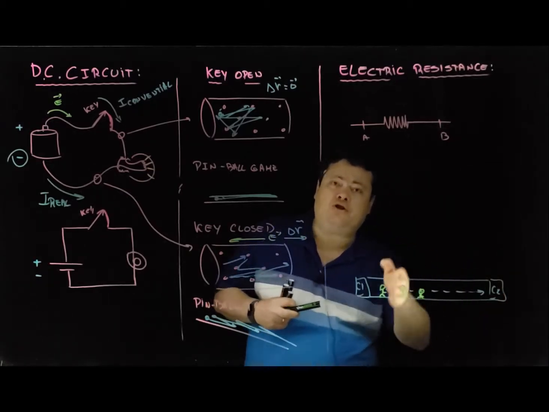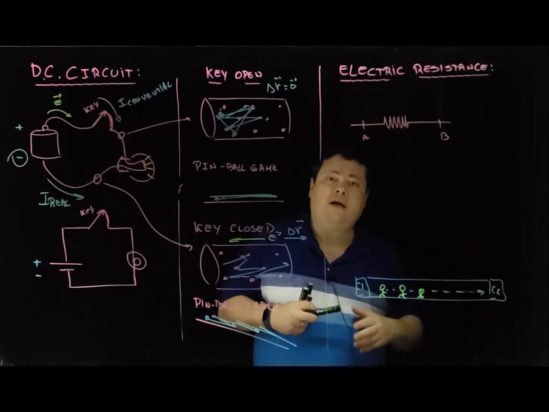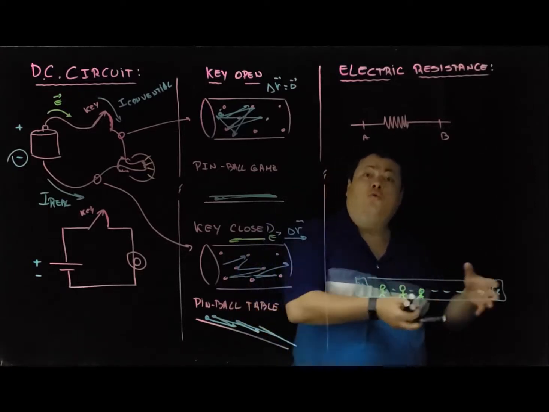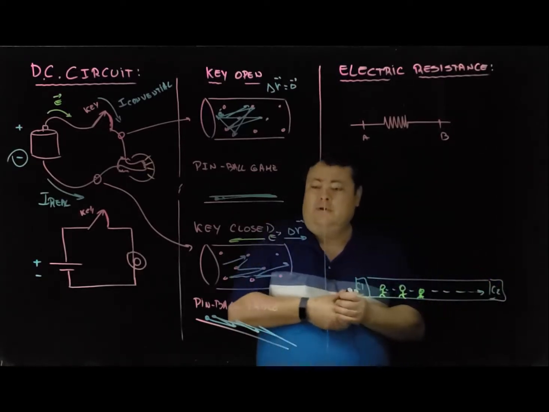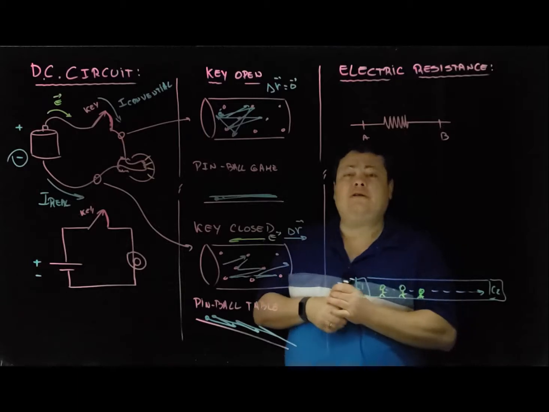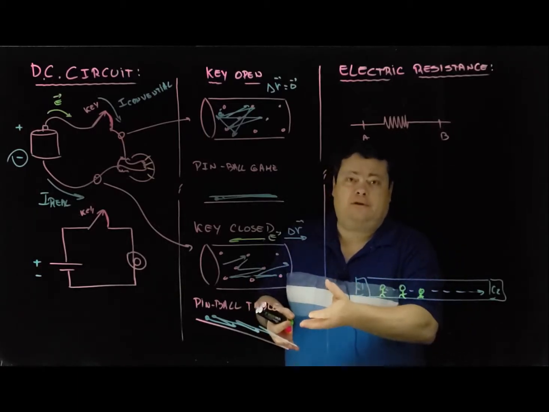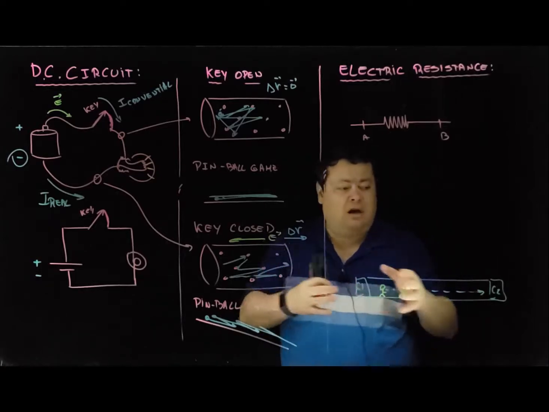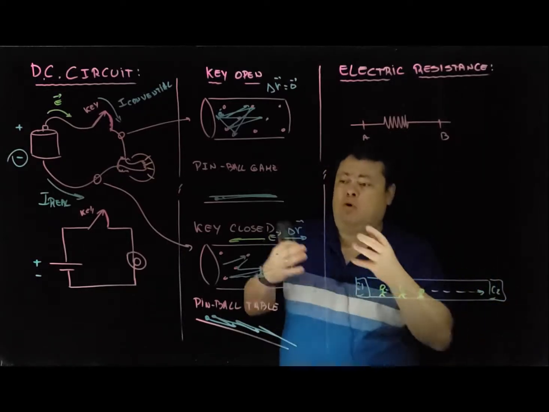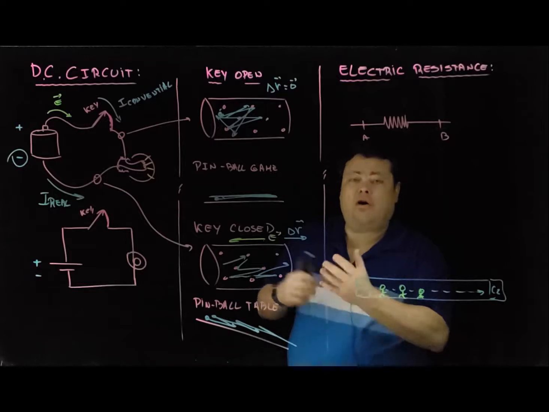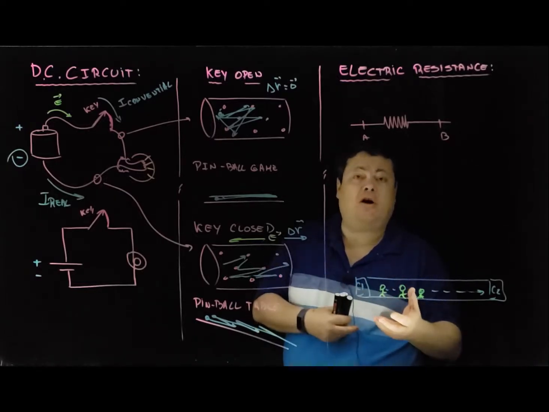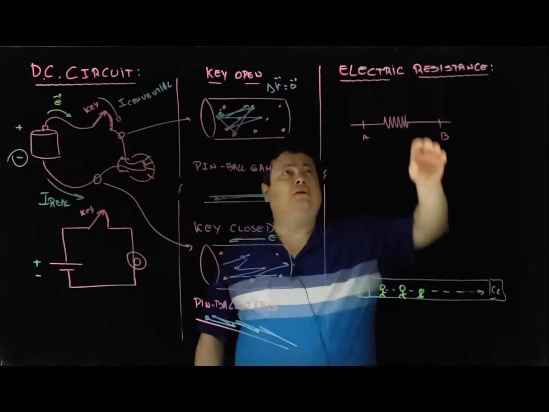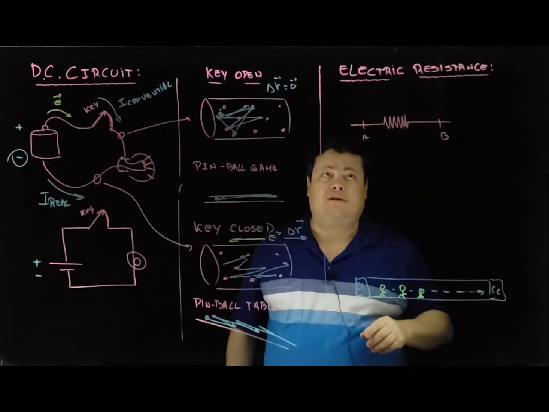We're going to be bumping on each other, we're going to be stopping, going around, and it's going to take us longer to flow. Okay? So these collisions represent some resistance to the flow of electrons. And the more these atoms vibrate, the more things are happening in here, the more of this resistance is going to be offered. So here it brings us to the idea of electric resistance.